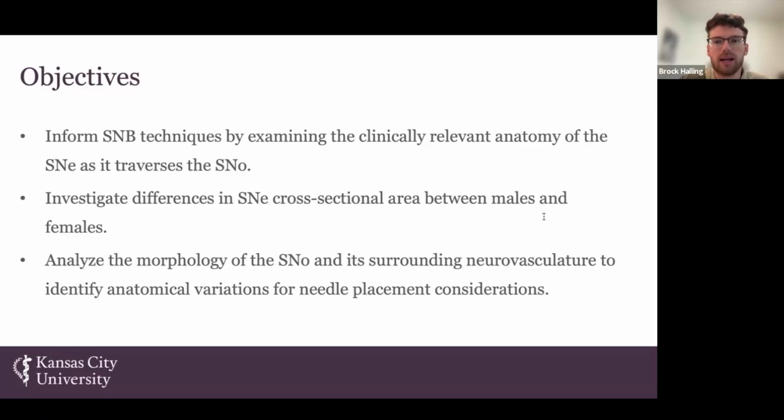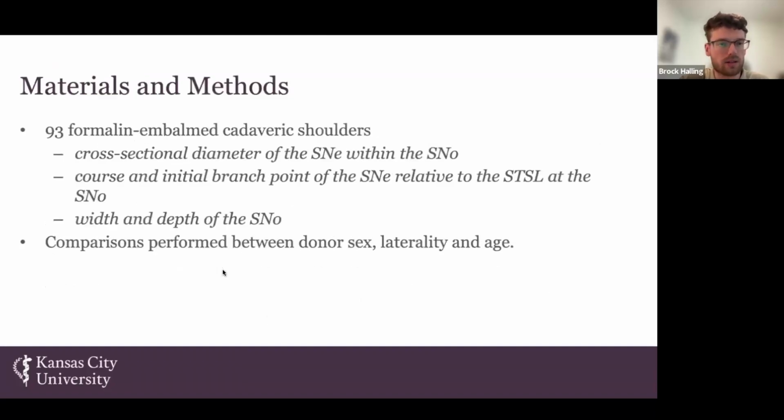So with that backstory in mind, the objectives of our project are as follows. Inform suprascapular nerve block techniques for acute perioperative pain management and chronic refractory shoulder pain by examining the clinically relevant anatomy as it traverses the suprascapular notch. Investigate the differences in the nerve cross-sectional area between males and females to determine the appropriate dosing, and additionally, analyze the morphology of the notch and its surrounding neurovasculature to identify anatomical variations for needle placement considerations. This increased knowledge surrounding this topic can improve efficacy and safety while performing these blocks.